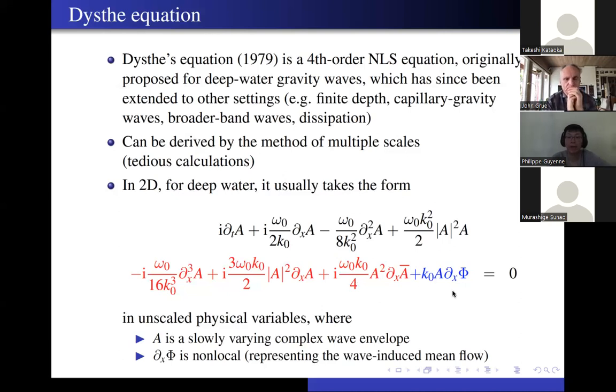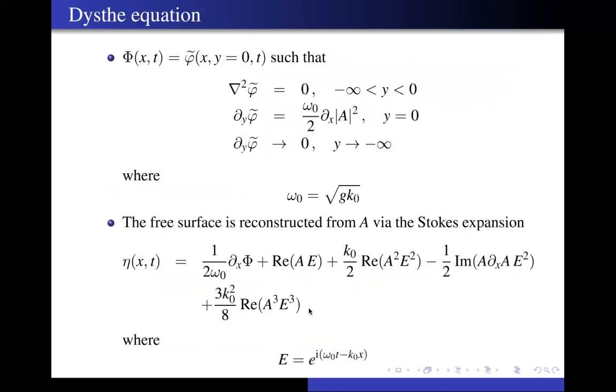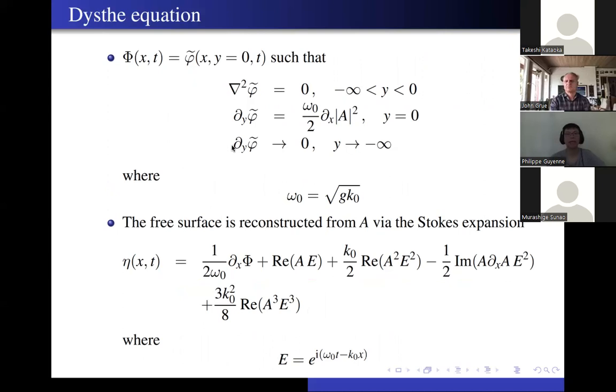You also have this term in blue involving partial x of phi, and that's the wave induced mean flow. It's a non-local term. It's non-local because, and that's how it is usually presented in the calculations for the Dysthe equation, it solves a boundary value problem for the Laplace equation in a uniform strip, something like that, where omega naught is the linear dispersion relation for k naught, the wave number.